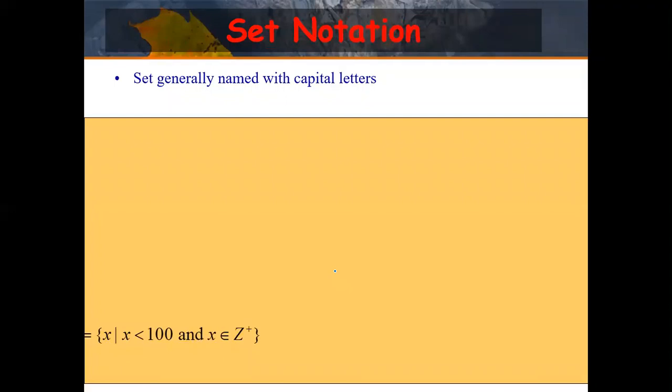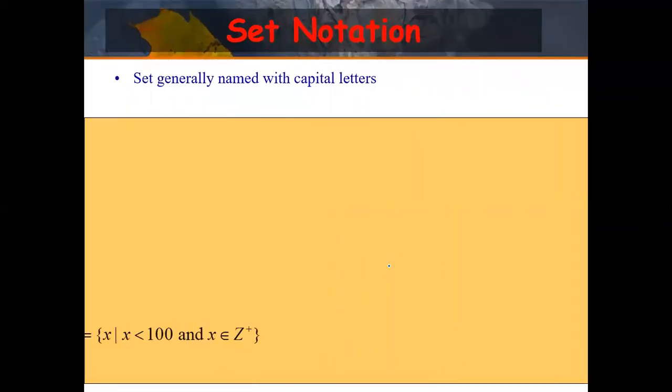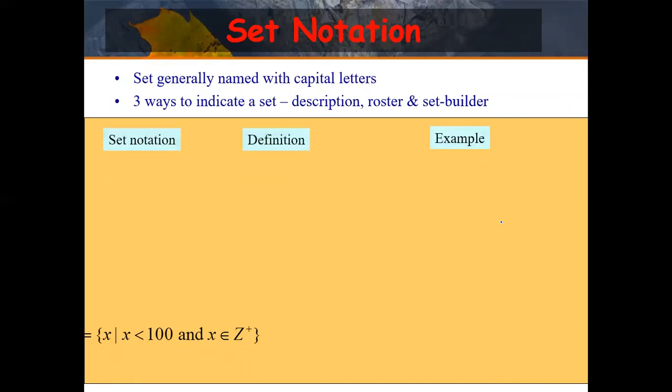Before we go further, let's see the notation for sets. This is a very important thing: use a capital letter to represent the sets. For example, like I said just now, set A, so I use a capital letter. Set B is also a capital letter. So to represent a set, we always use a capital letter. Then there are three notations to indicate the set. The first one is description, which means that you explain everything about the set, the elements of the set. We have roster and also set builder notation. We usually use roster, and sometimes we also use set builder notation. So let's see them one by one.